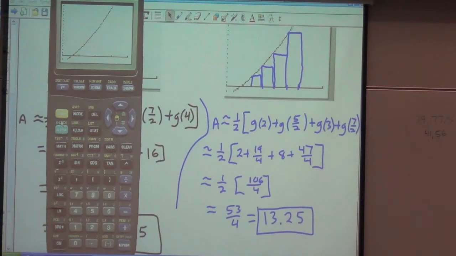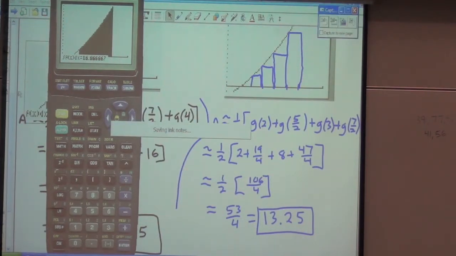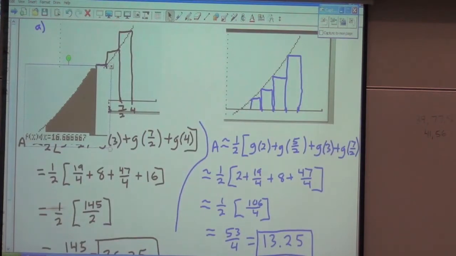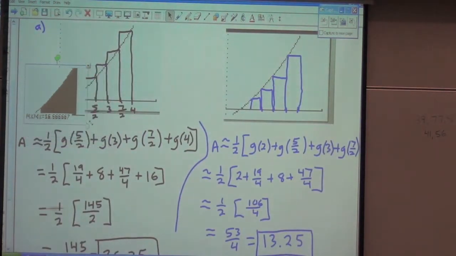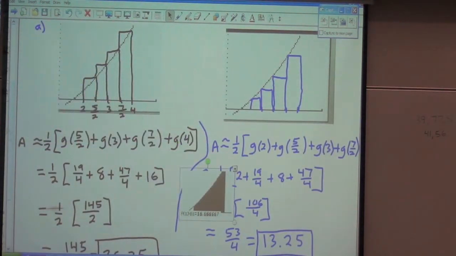Terry says he's seen it before, so he's going to see it again. I calculate the integral and then go from 2 to 4. Look, 16 and 2/3 is the actual area.